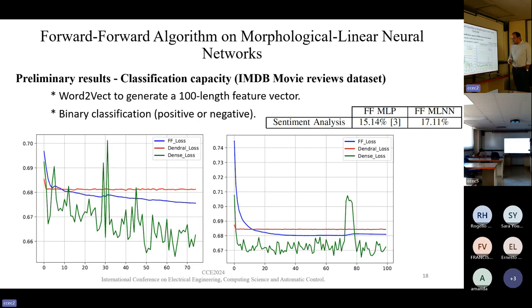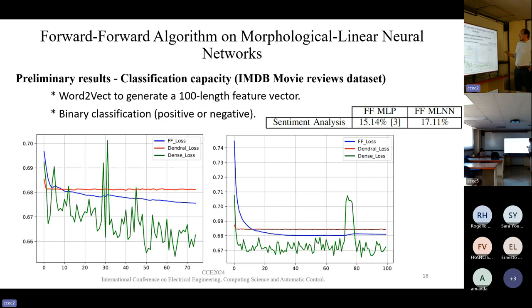Increasing the complexity of the training, we use a movie review data set. This is a big data set. To classify it, we pre-process the information with a word2vec algorithm to generate a 100-length feature vector. We treat this as a binary classification problem, classifying positive or negative reviews only, and the classification is working only slightly above chance.